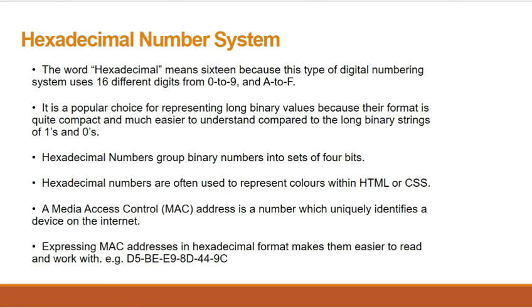Hexadecimal number system, the word hexadecimal means 16. Now, this 16 means it has a base of 16 and we use 16 different symbols, 16 different digits to represent a number. The digits are from 0 to 9 and A to F. It's a popular choice for representing long binary values because their format is quite compact and much easier to understand compared to the long binary strings of ones and zeros. Hexadecimal number system groups binary numbers into sets of 4 bits.